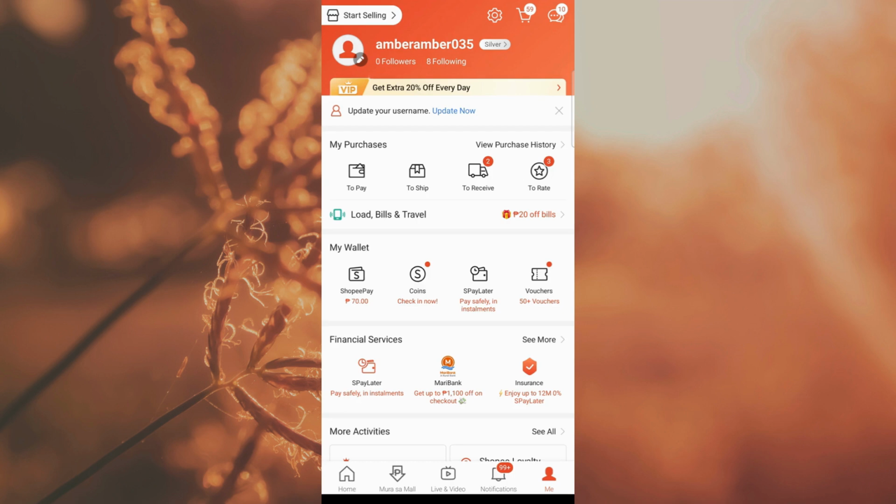To wrap up, SPayLater can't be converted into GCash instantly or otherwise. It's a purchase-only credit line with no transfer or withdrawal feature. Stick to official pathways, avoid risky workarounds, and use each platform for what it's built to do.